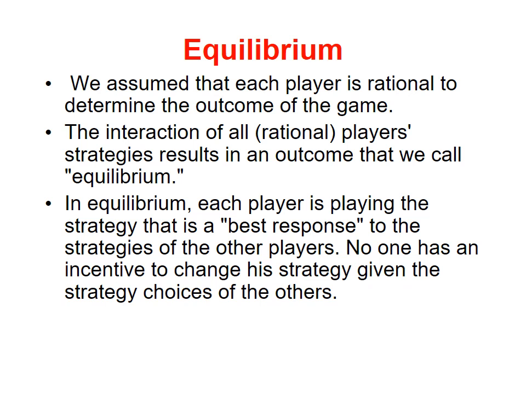Equilibrium. We assume that each player is rational to determine the outcome of the game. The interaction of all rational players' strategies results in an outcome that we call equilibrium. In equilibrium, each player is playing the strategy that is a best response to the strategies of the other players. No one has an incentive to change his strategy given the strategy choices of the others.